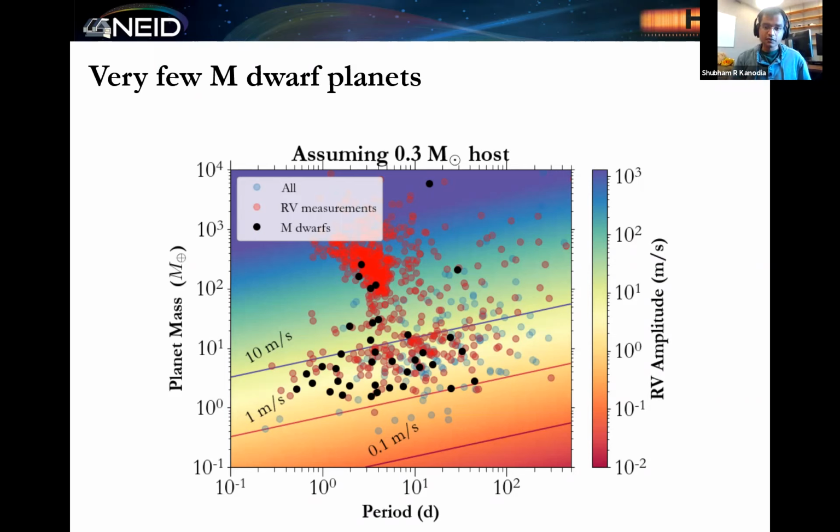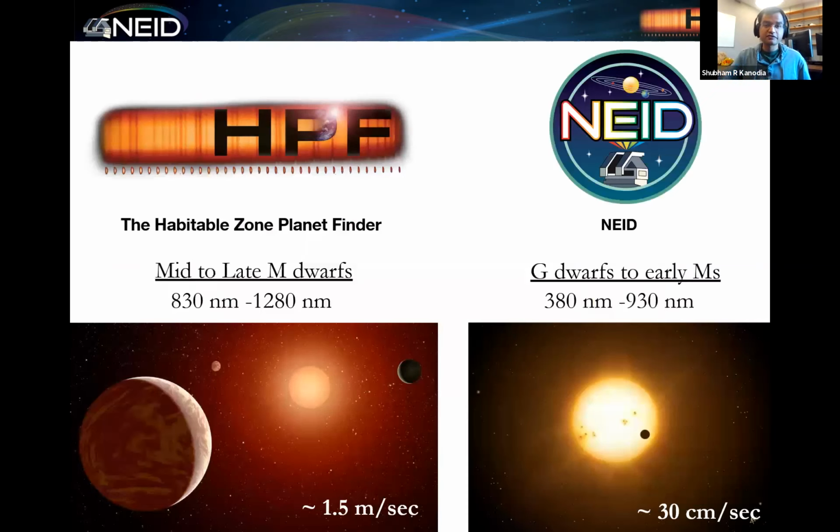So there's clearly a lot of work that needs to be done to find more planets. And that's what I did during the first half of my PhD, which is build these two instruments. On the left, I have shown the Habitable-zone Planet Finder, or HPF, which is a near-infrared instrument to find planets around mid to late M dwarfs, which are typically peaking in the SED in the red.